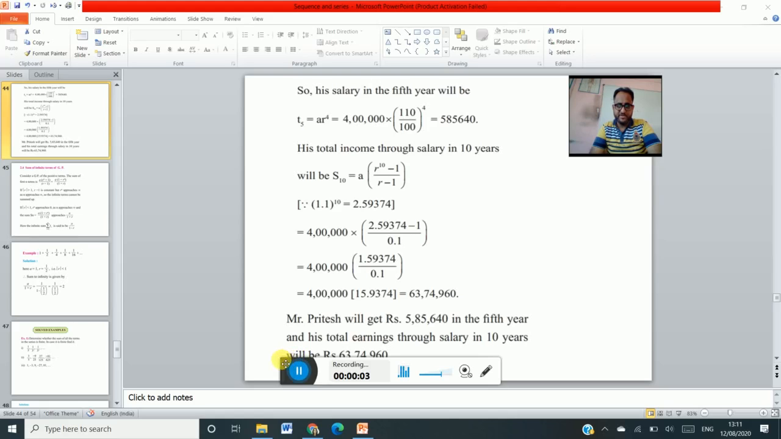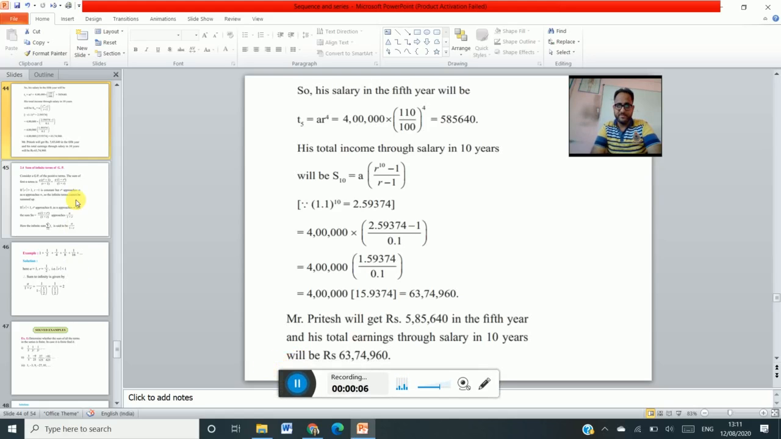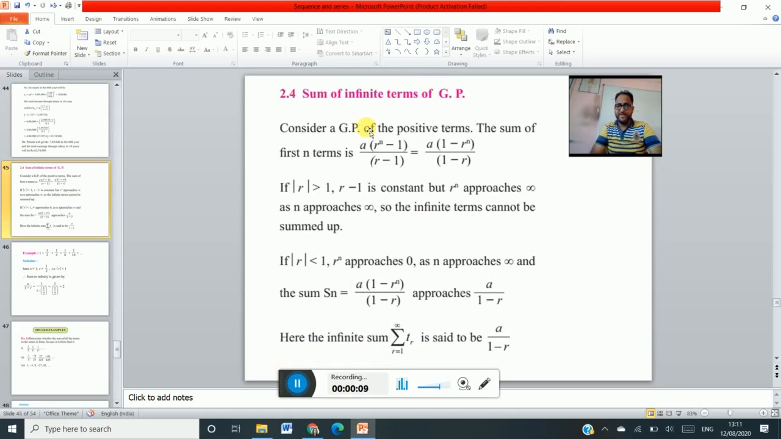Now see the next topic, the sum of infinite terms of a GP. The sum formula is Sn equals a times 1 minus r to the power n upon 1 minus r, and this approaches a upon 1 minus r. Consider a GP of positive terms. The sum of the first n terms is found using this formula, also written as a times r to the power n minus 1 upon r minus 1.